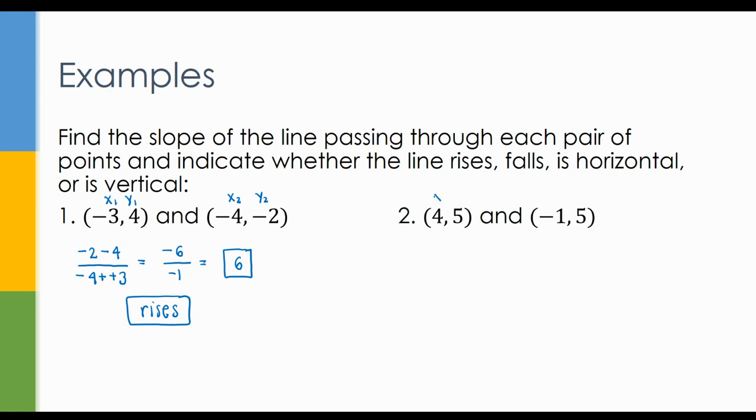In the second problem, I am going to, once again, put the first ordered pair as x1, y1, the second ordered pair as x2, y2, and we'll calculate. So I want to subtract the y's. So we'll have y2 minus y1 over, and now I want to subtract the x's. So x2 minus x1. Well, 5 minus 5 is 0. Negative 1 minus 4 is negative 5. 0 divided by any number is going to be 0. And so because we're dealing with a 0, we're dealing with a 0 slope, and a 0 slope is horizontal.